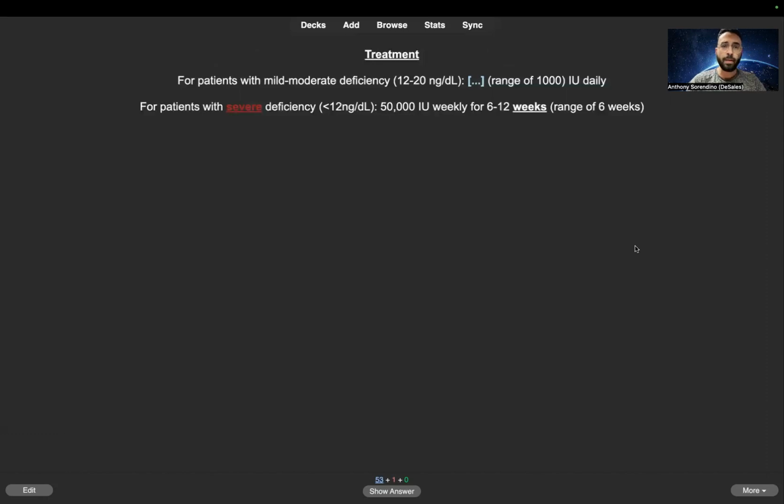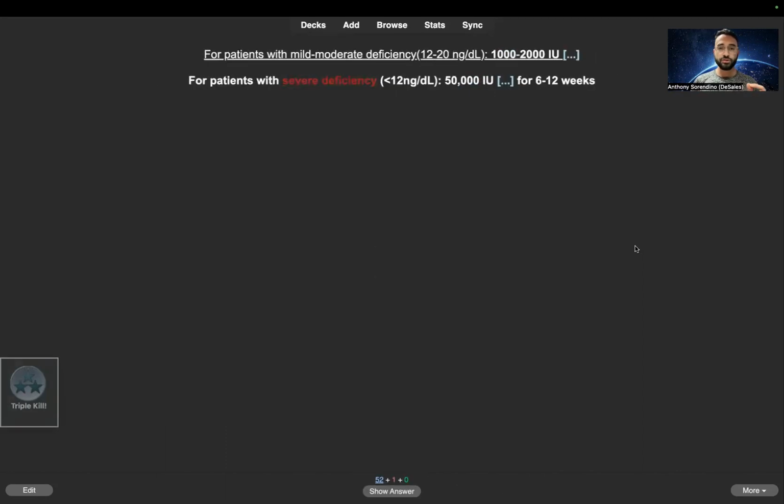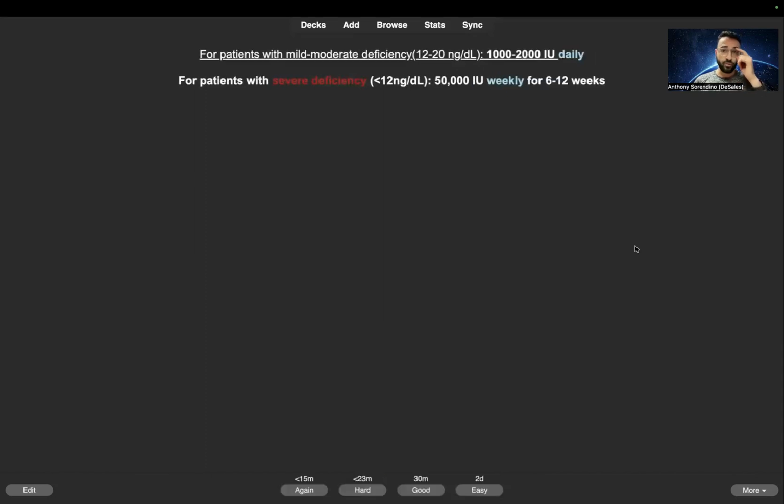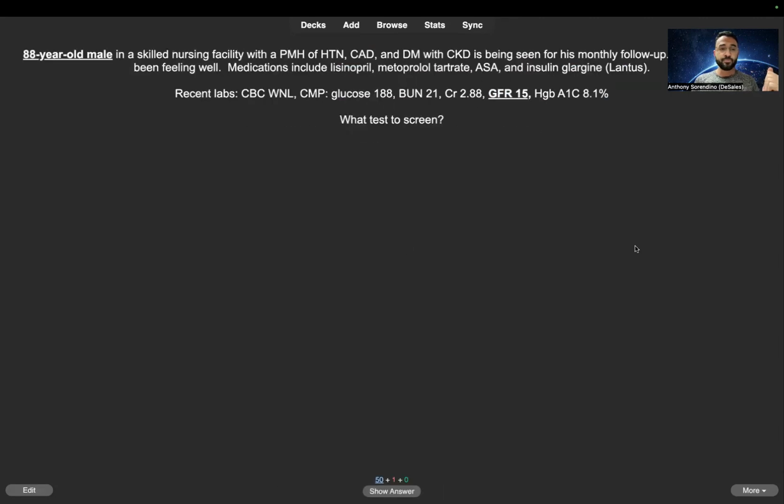Treatment for patients with mild, moderate deficiency, 12 to 20. I think this is 1,000 to 2,000 daily. For patients with severe deficiency, you're going to give them 50,000 weekly for 6 to 12 weeks. So there's two 12s here. There's the less than 12 as your threshold, and then 6 to 12 weeks with 50K. It's crazy. Serum 125 OH, only measured in patients with end-stage renal disease, typically those with a GFR less than 30, I would say.